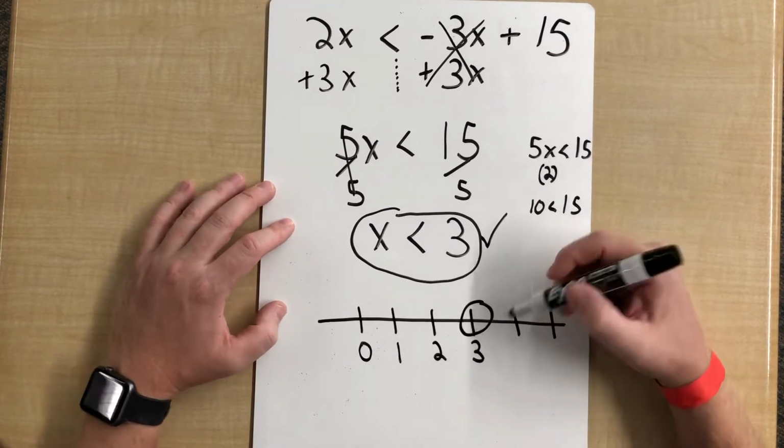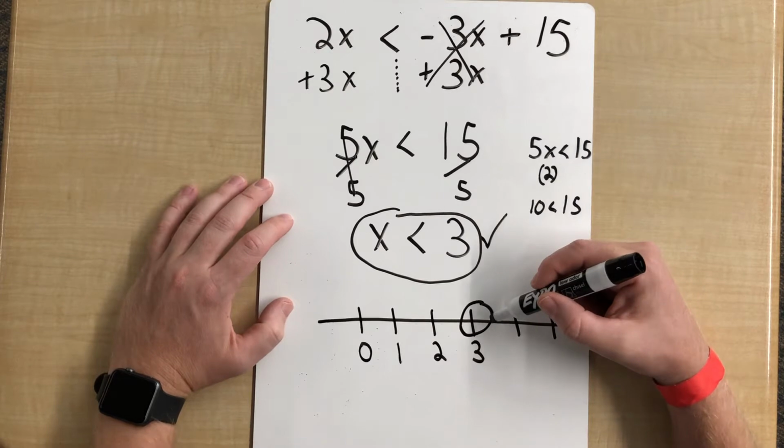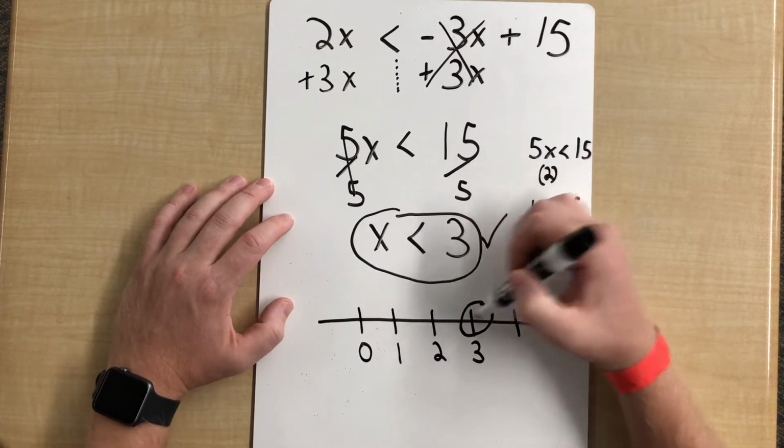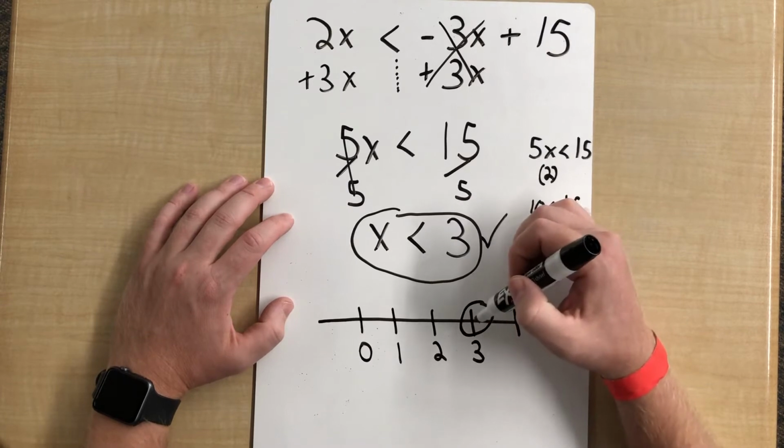We circle it. Step 2, we decide whether it's an open circle or a closed circle. Well, there's no equal to sign, so it's an open circle. It does not include 3. X is less than 3.